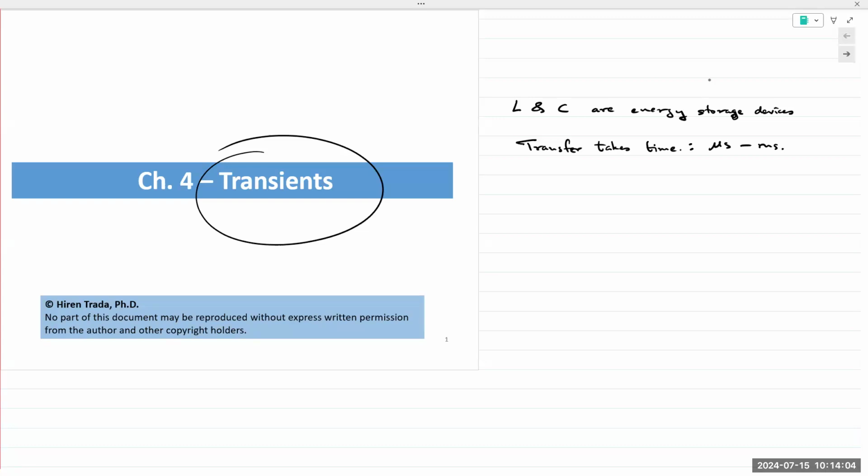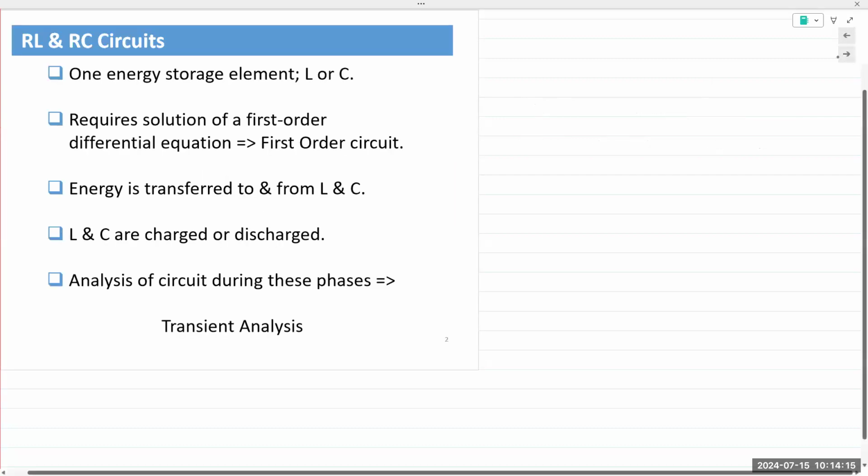What we will study is basically the relationship between the energy transfer during the discharge and charging phase. So when we say discharge and charging, what we are saying is when the energy is transferred to the capacitor or the inductor, we say they are being charged. And when it's coming out of the capacitor or inductor, we say they are being discharged. So if the energy is going into the components, they are being charged. If the energy is coming out of the components, they are being discharged.